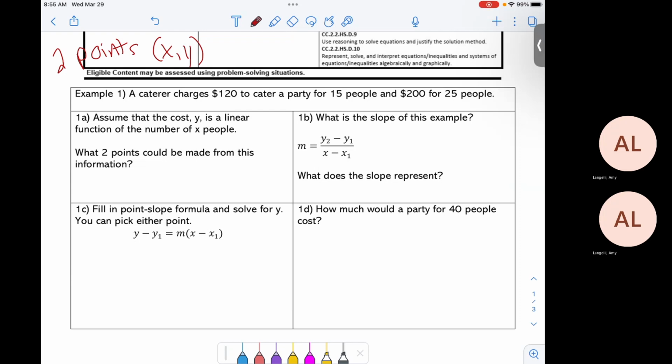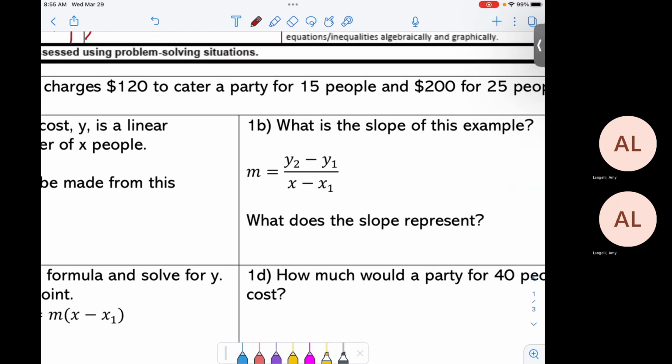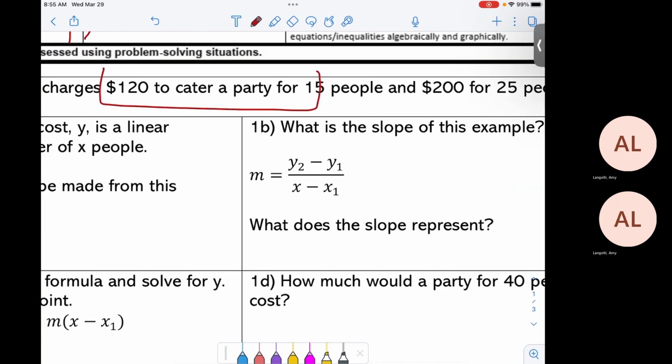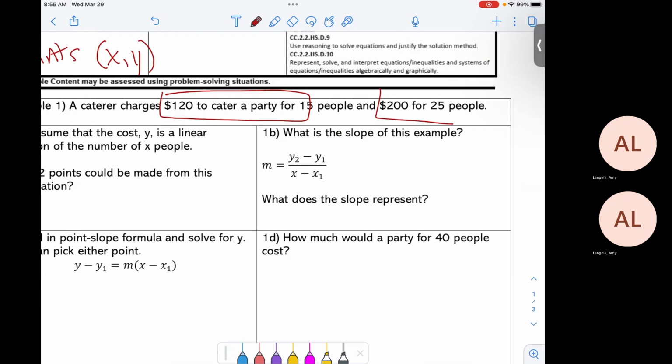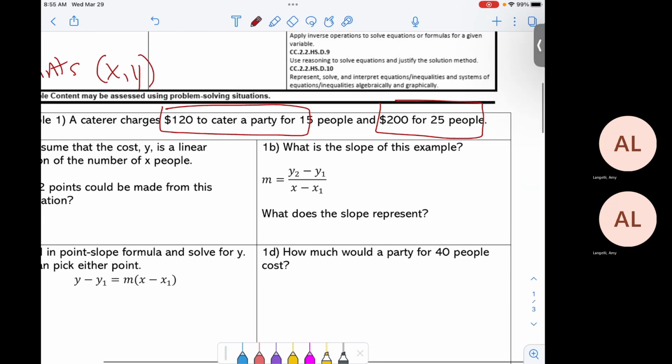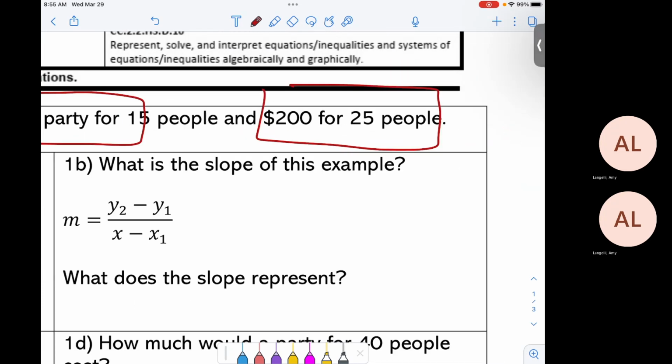Hi. Okay, good. Now, we have a caterer who charges $120 for a party of 15 people. That sounds like a point, doesn't it? And then we have another point. We have $200 for how many people? 25. Very good. You're paying attention.